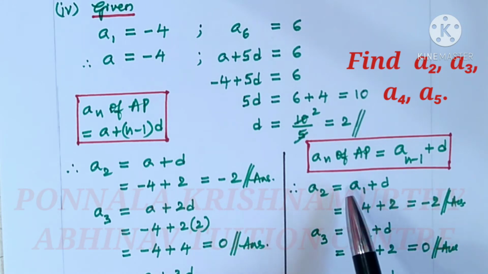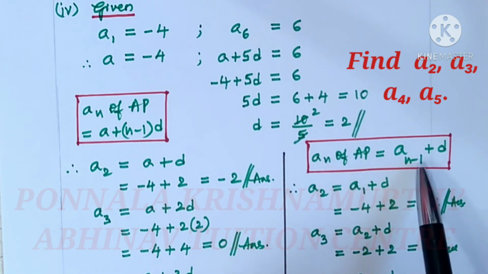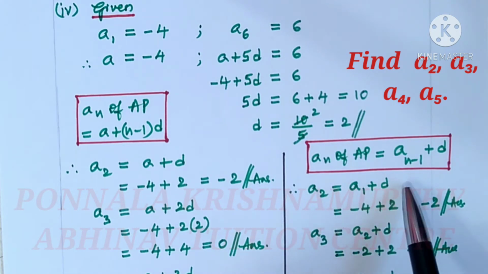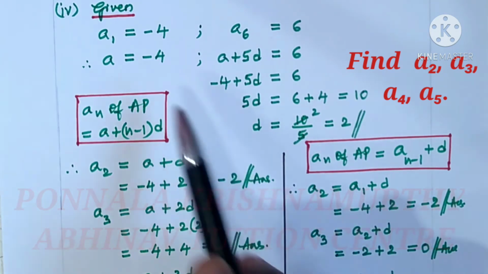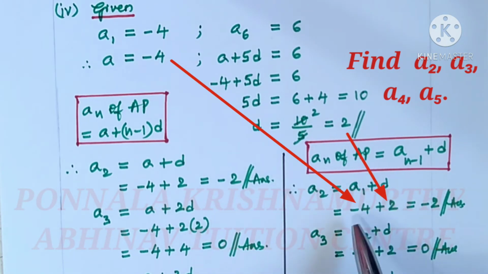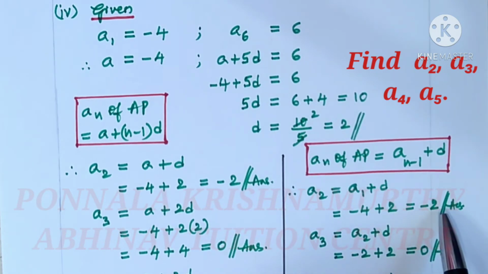In this method, a2 equal to a2 minus 1. Here we have n minus 1. When an is there, n minus 1. When a2 is there, 2 minus 1. So a1 plus d. a1 is nothing but minus 4, plus d is 2. Then different sign, subtraction, bigger number sign, this becomes minus 2.